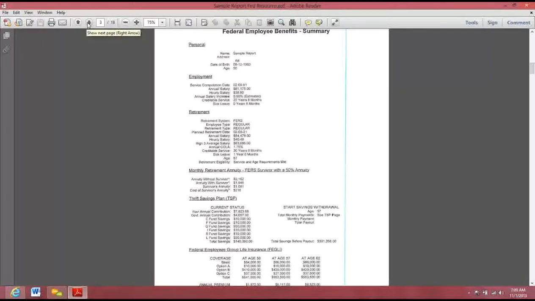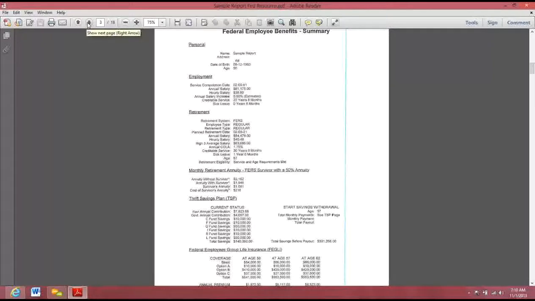The next area is we're verifying that they're a FERS regular employee, that their planned retirement date is 2/8/2021. Their annual salary at that time with a 0.5% increase would be $84,479. And their average high 3 salary, which is what they base their retirement annuity on, is $83,686.